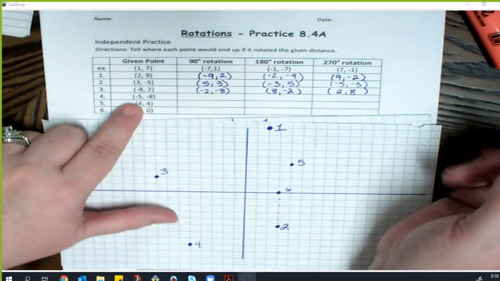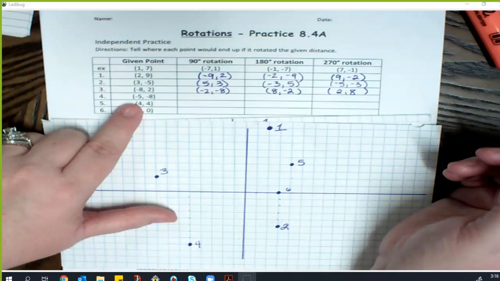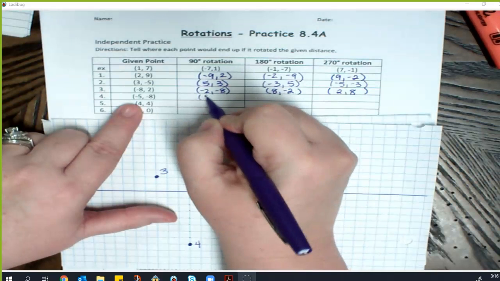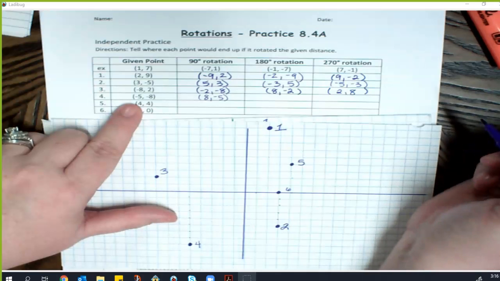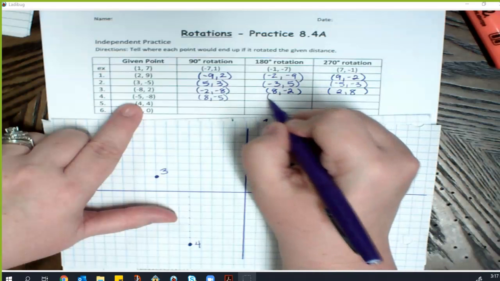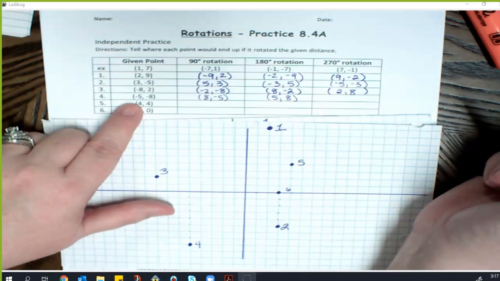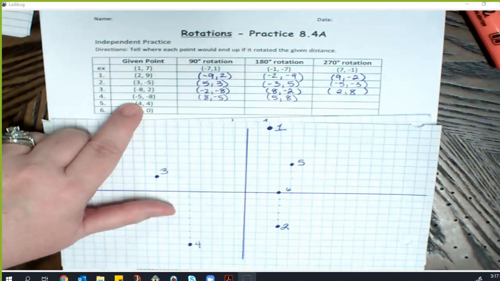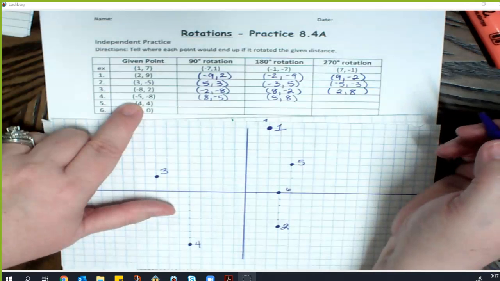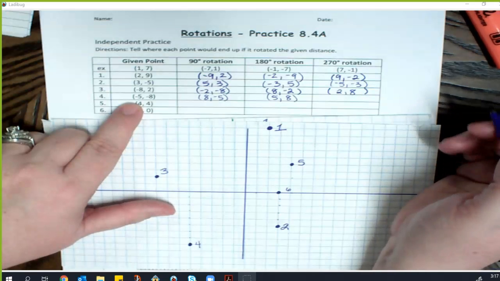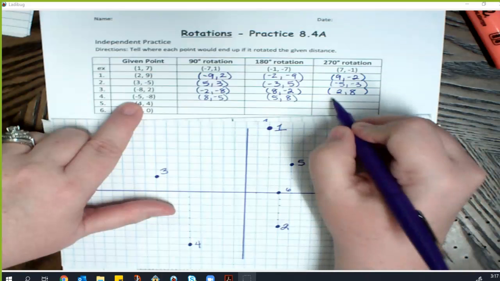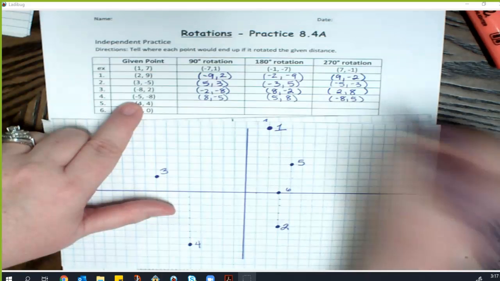90 degrees for number 4. Very good. 8, negative 5. 180 for number 4. 5, 8. Remember, opposite x, opposite y. All right, and what about 270 for number 4? This should be negative 8, 5. Does anybody need to see any of those rotated?